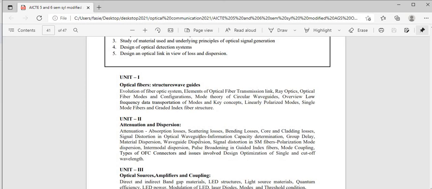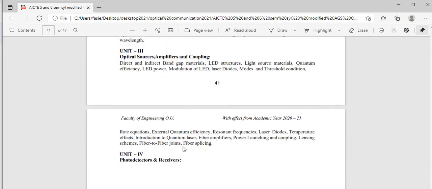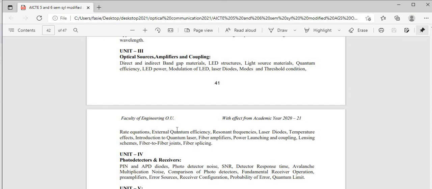So till now, what did we cover in unit 1, unit 2, unit 3? In unit 1 we started from the evolution of laser blocks and everything we covered. The waveguides we also saw, the modes and fibers, how they work, that is also covered. In unit 2 we learned about attenuation and dispersion, starting from losses of the signal and the material, distortion of waveguide, information capacity determination, group delay and everything. In unit 3 we started with the optical source, amplifier and couplers. In that we covered quantum efficiency, LED power, modulation, mode and threshold condition, then rate equations just now, and external quantum efficiency.